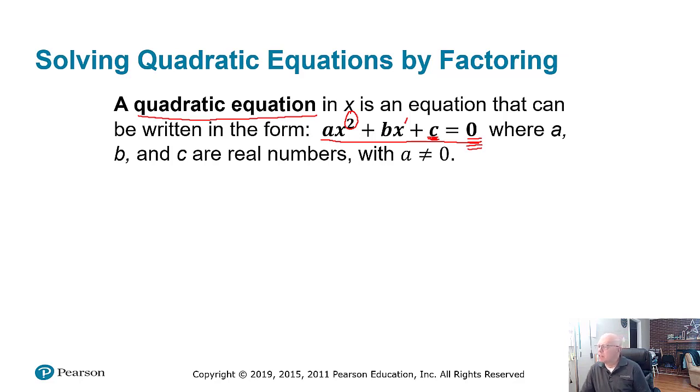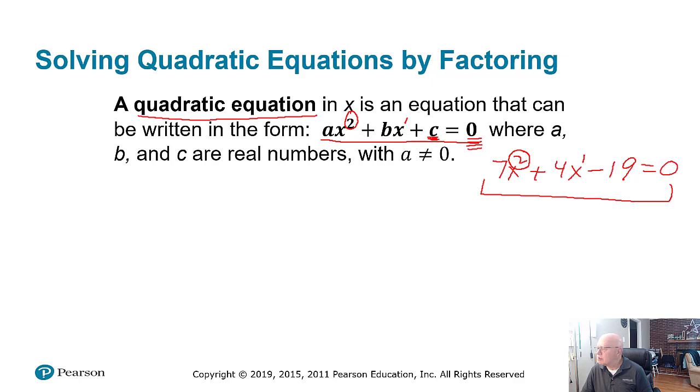That's a quadratic equation. Now pick 3 of your favorite numbers. Maybe 7x squared plus 4x minus 19 equals 0. Just put numbers in for A, B, and C, plus or minus. It's up to you. That makes a quadratic equation. Quadratic because of this, and all the exponents are integers. The x squared is the highest term, so you've got a quadratic equation.